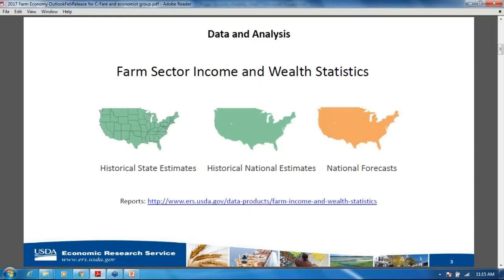So we release historic state-level estimates for all 50 states. We take the combination of those 50 states and release a national historical estimate for many of the income and wealth pieces of data. And then we also do a national forecast as well.